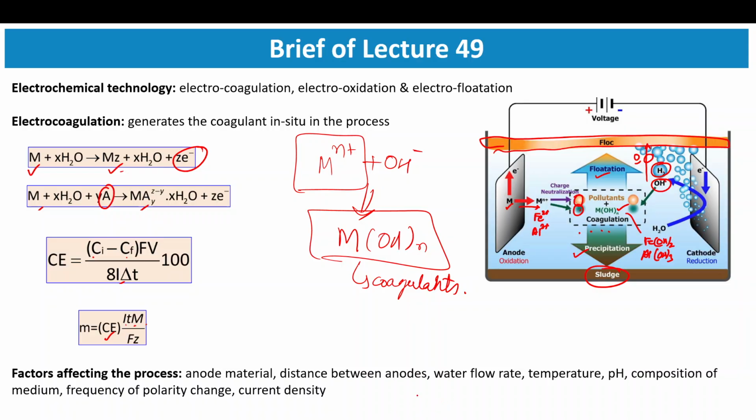And the factors that affect the process include which anode material you are using, right? You will not just have one cell, you will have multiple cells in series or some different schematic or design of cell. So the distance between anodes, the water flow rate, and the composition, temperature, pH, all these conditions define the process efficiency.